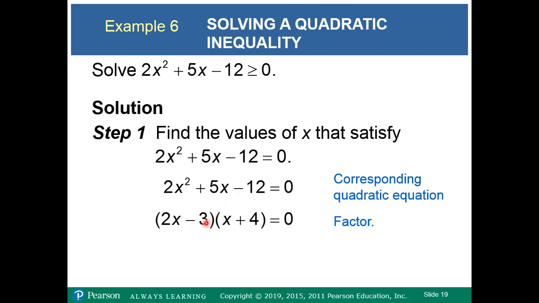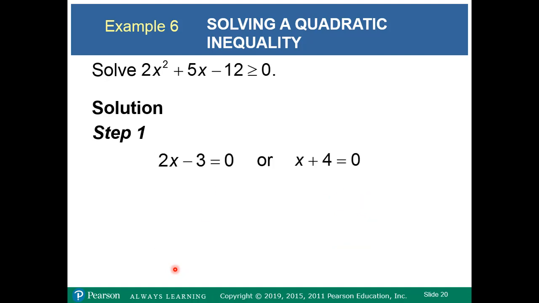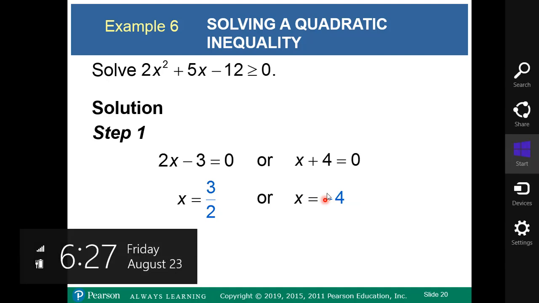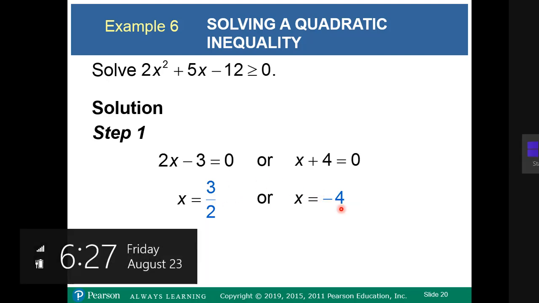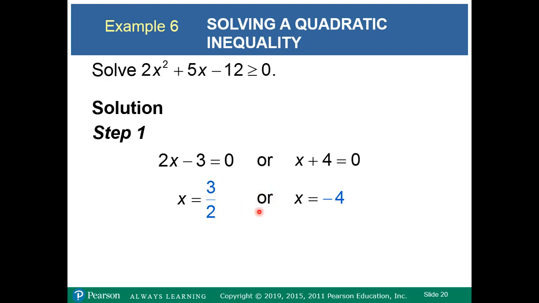So now, what does this mean? We're going to use the zero product principle to say that either this is equal to 0 or this is equal to 0. Now we solve each of these independently, and we end up with x equal to 3/2 or x equal to -4. Again, these are where the zeros are. This is what's going to help us partition the number line.